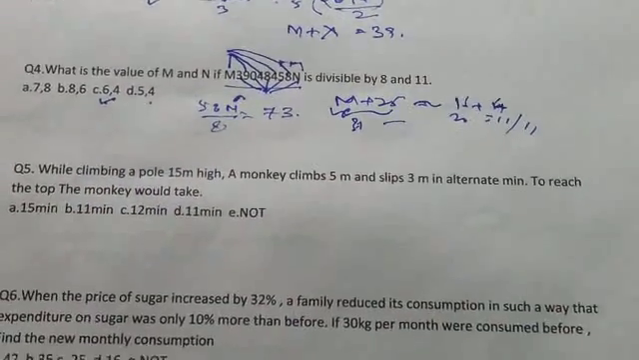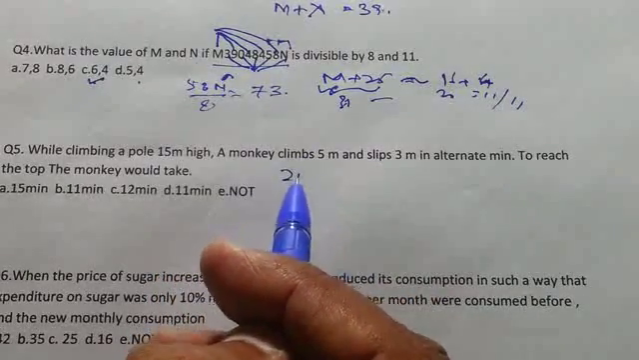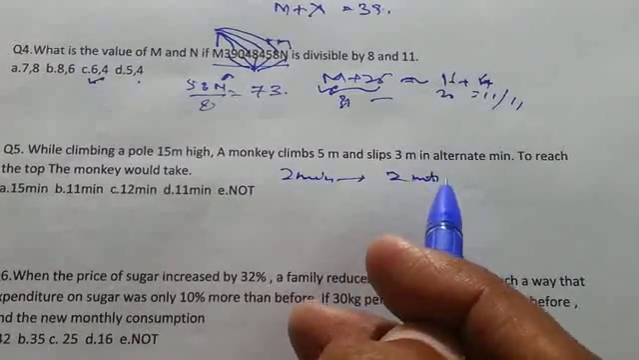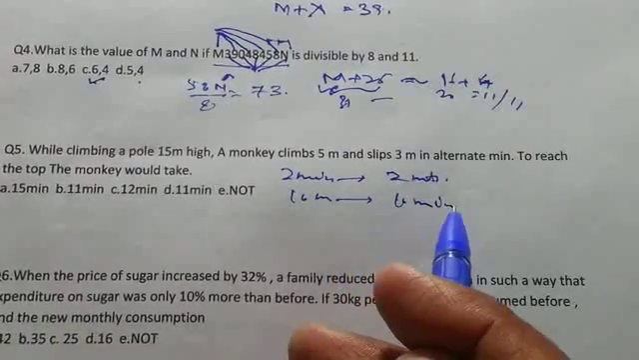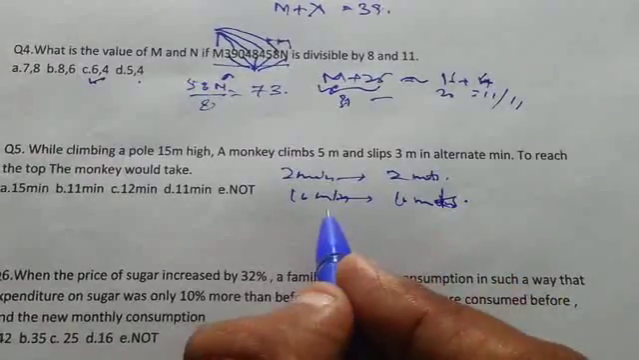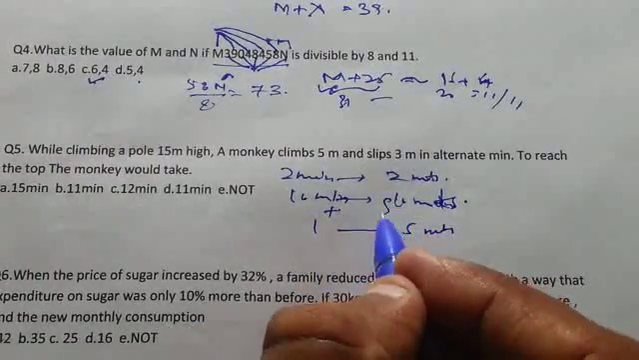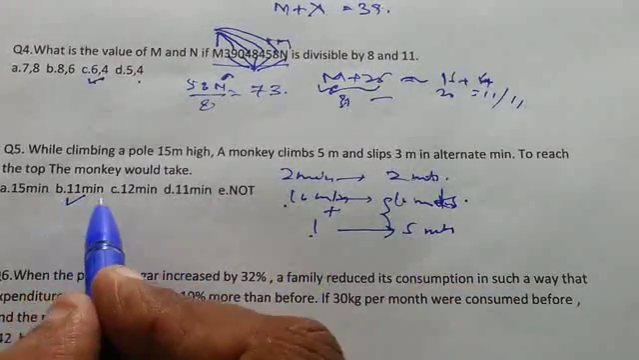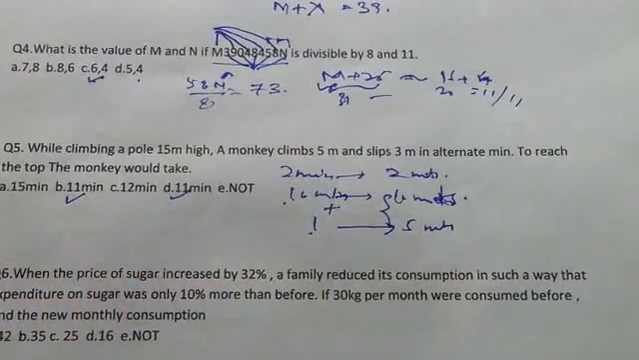While climbing a pole 15 meters high, a monkey climbs 5 meters and slips 3 meters. So that means in 2 minutes he ascends 2 meters. So in 10 minutes he will go 10 meters. In another minute he will jump 5 meters, making it 15. So that means 10 minutes plus 1 minute, we get the answer is 11. Oh, it is written in 2 places, sorry. So this is the answer, that is 11.